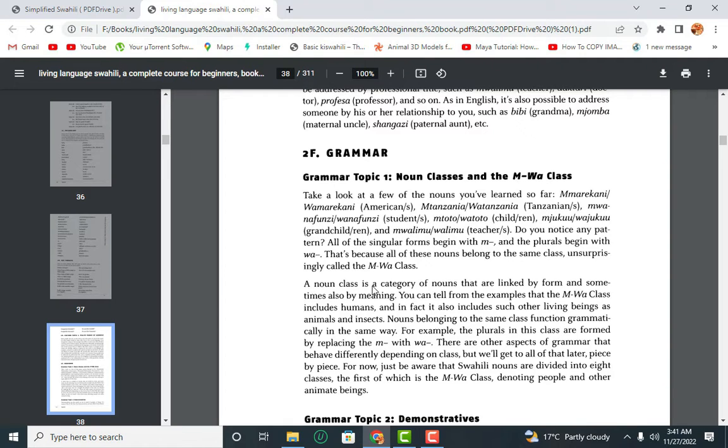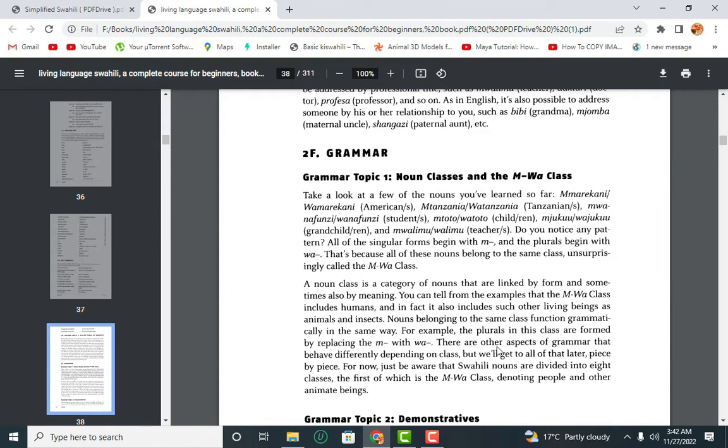A noun class is a category of nouns that are linked by form and sometimes also by meaning. You can tell from the examples that the mwa class includes humans, and in fact it also includes such other living beings as animals and insects. Nouns belonging to the same class function grammatically in the same way. For example, the plurals in this class are formed by replacing the m with wa.